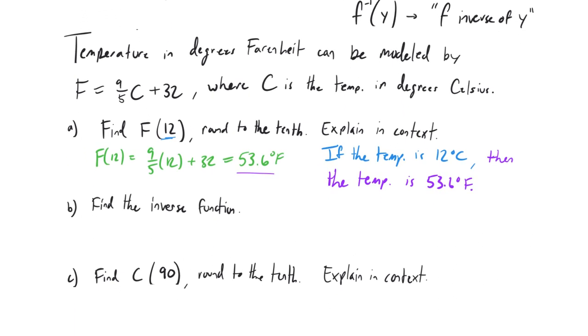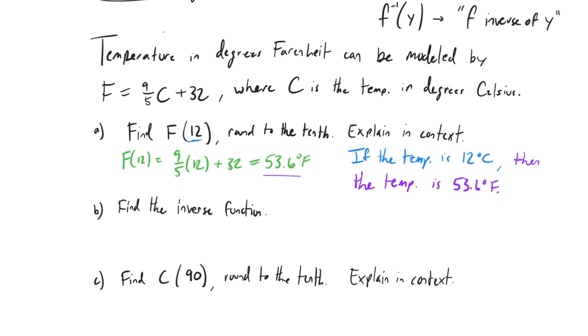They want us to find the inverse function. So basically they want us to undo this one. So I'm just going to try to get C by itself here. Let's rewrite the problem. So F equals 9/5 C plus 32. I'm going to subtract 32 first. F minus 32 equals 9/5 C. And just like before, I want to multiply by the reciprocal here, so I'm going to multiply by 5 over 9.